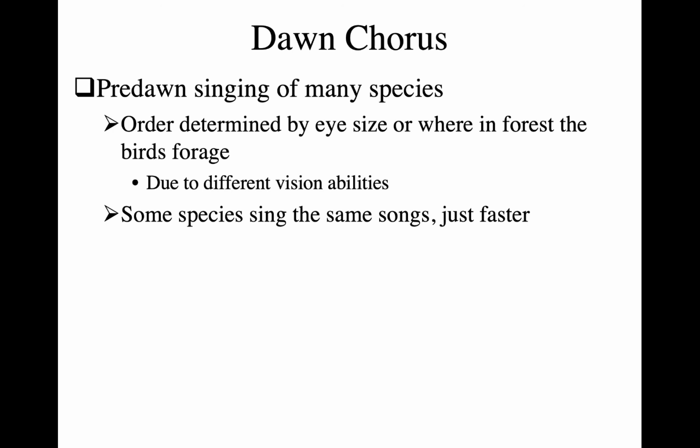Another pattern associated with the dawn chorus is that some species will sing the same song throughout the day and in the dawn chorus, but they just do it faster. Other species can sing songs that are of different complexities. So a good example of the former, the same song just faster, is chipping sparrows. Chipping sparrows have this kind of insect-like vocalization, but it's much faster in the dawn chorus. Same thing with pine warblers.